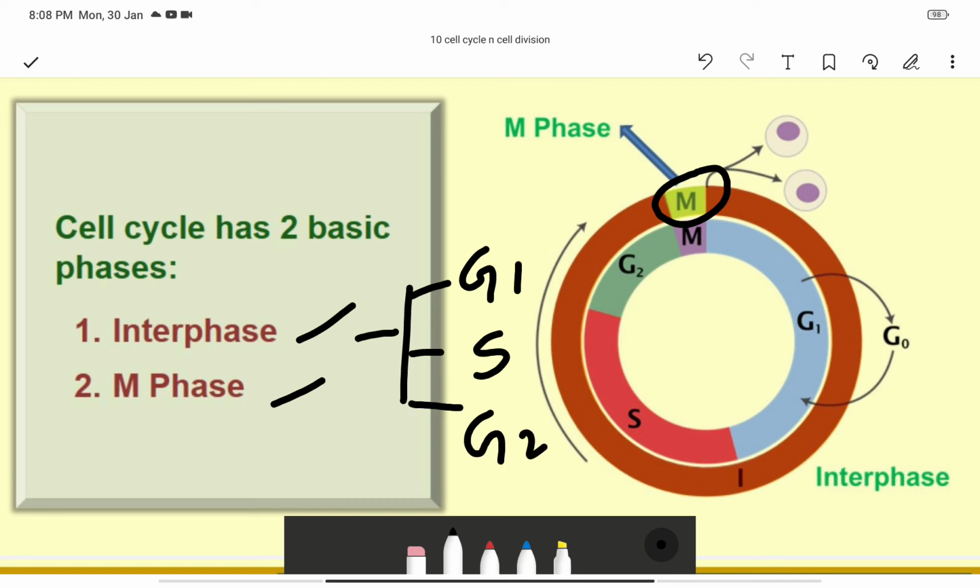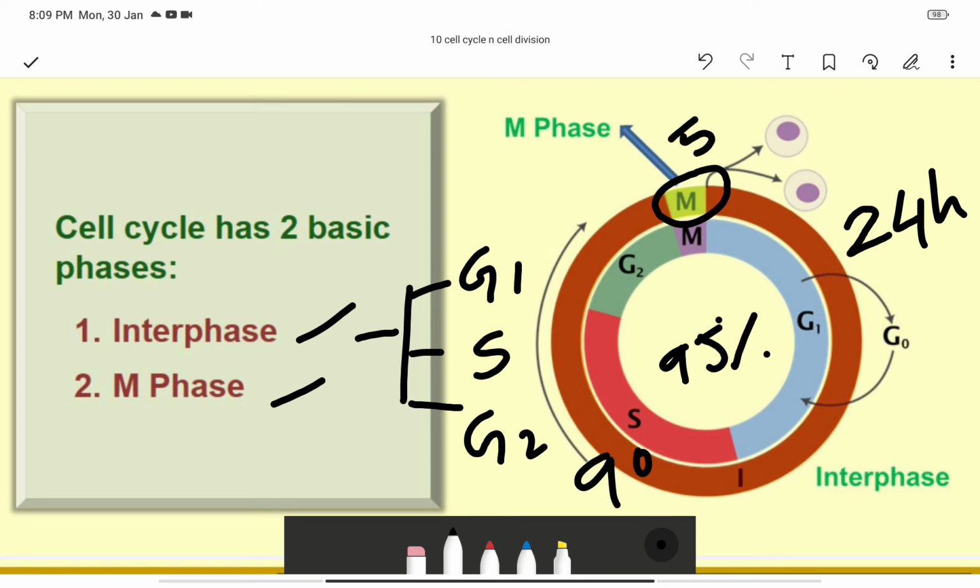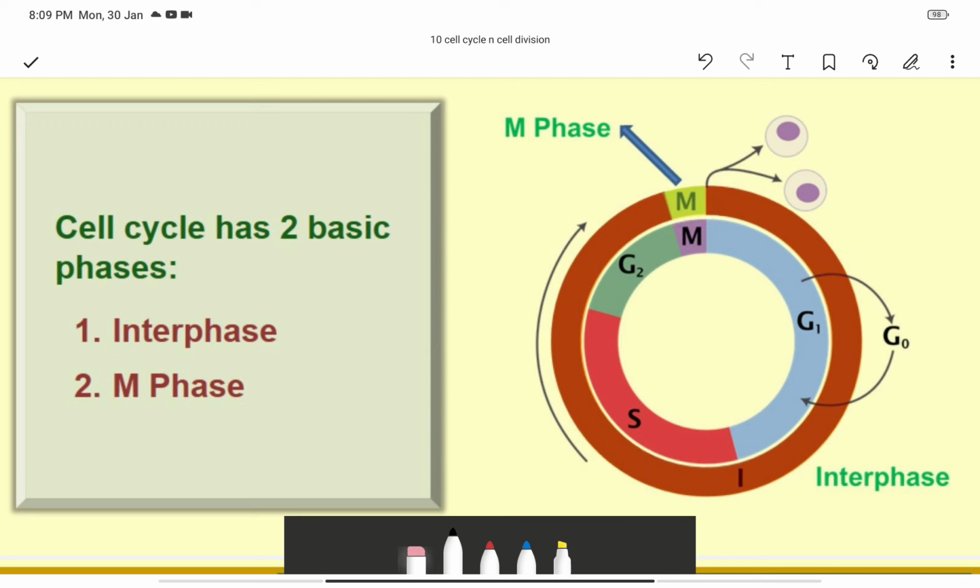So when the cell is going to divide, previously we discussed that when a human cell undergoes division, the daughter cells will be produced within 24 hours, whereas in yeast it takes 90 minutes. Here, the cell spends 95 percent of the time in interphase, and the rest, only 5 percent, in the M phase, right?